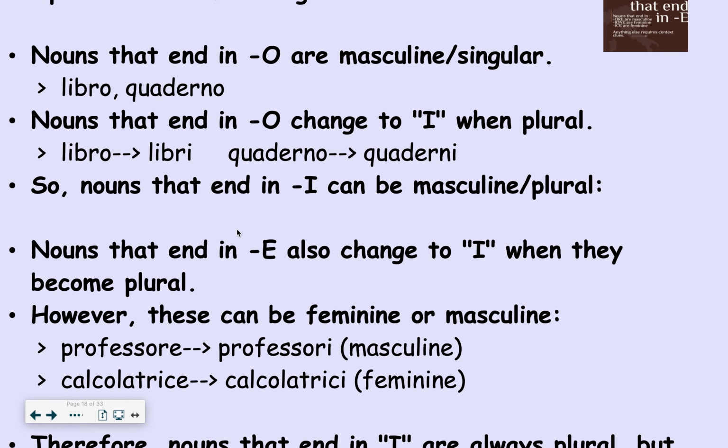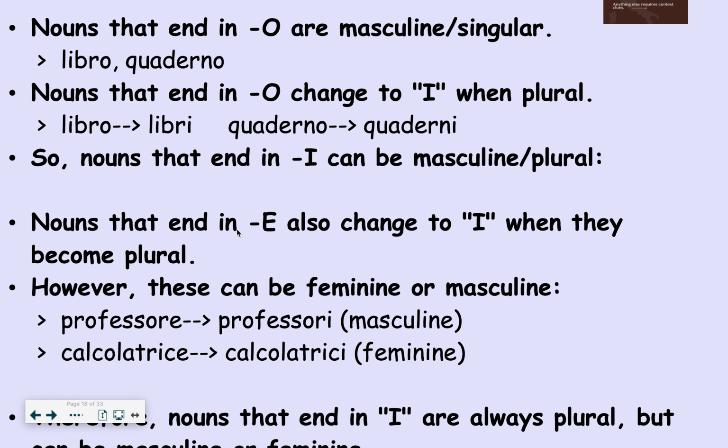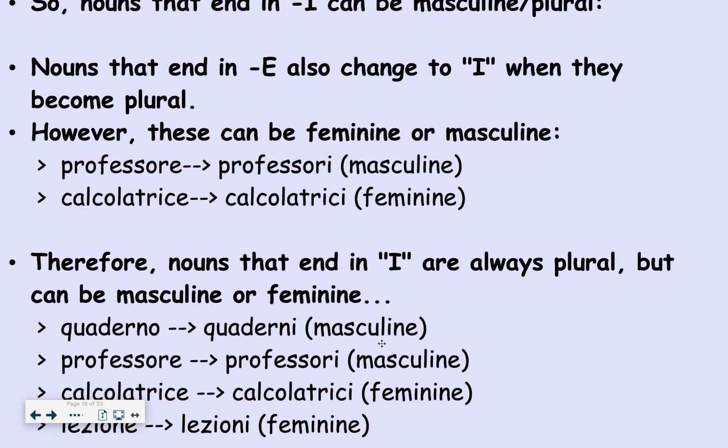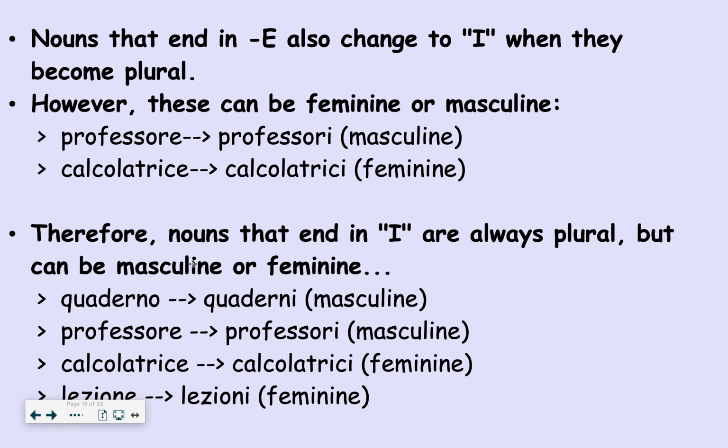But there are all of those nouns that are singular and end with the letter E that also change to I when they're plural. And some of those are masculine, like professore, but some of those are feminine, like calcolatrice, which becomes calcolatrici. So if we can have nouns that are feminine as well, basically we have to be able to deduce that nouns that end in I are always plural, but they can be masculine or feminine. So quaderno becomes quaderni, it's masculine. Professori is masculine because we know the singular is professore.